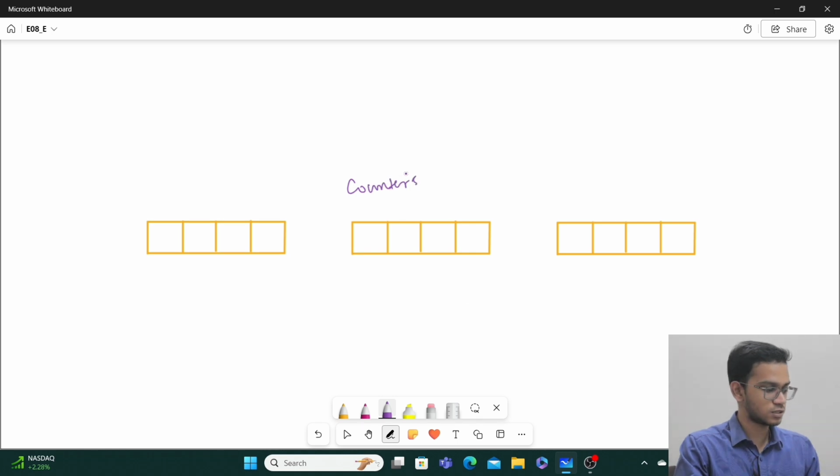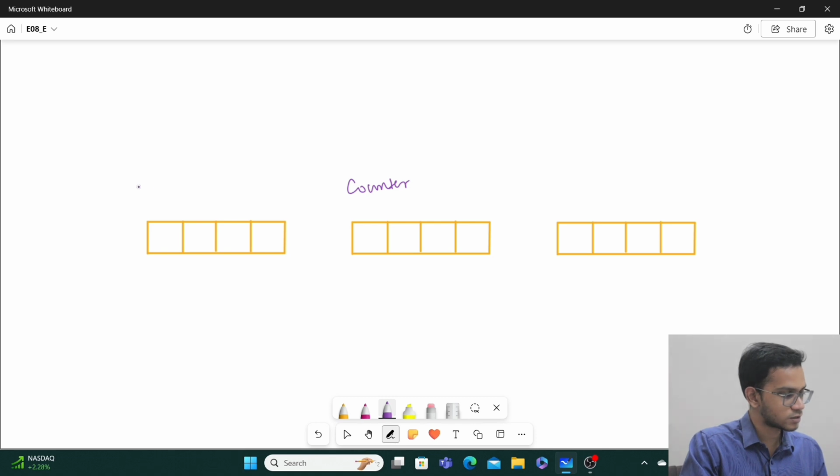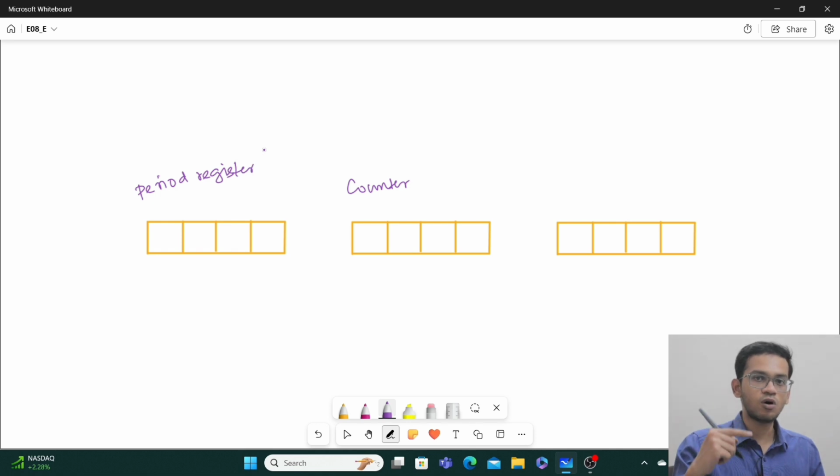My counter register gets updated at every clock pulse. So this register is going to keep being updated. And there is another register called the period register, which decides the top value of the sawtooth waveform. So what am I storing here? I am storing the value 10 here. Here I am not going to store any value. It is not under my control. For every clock pulse, it's going to increment itself.